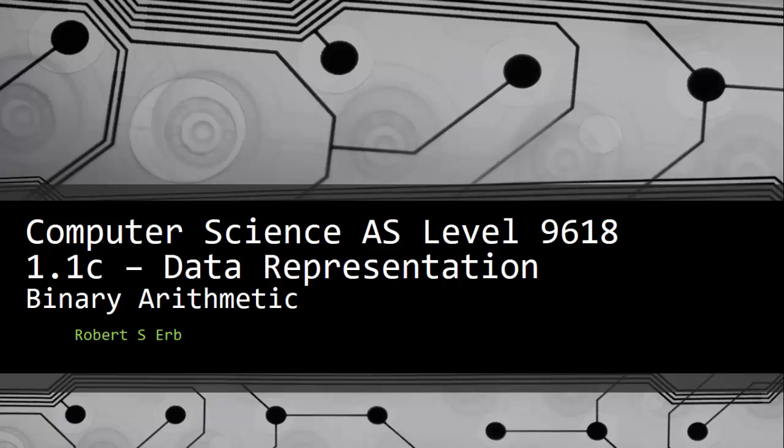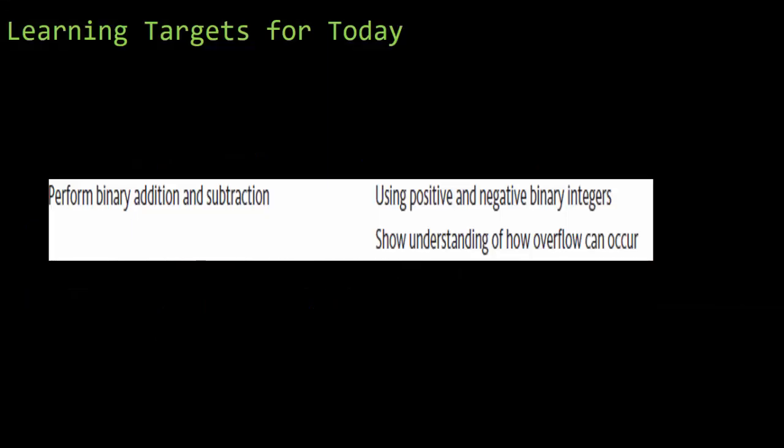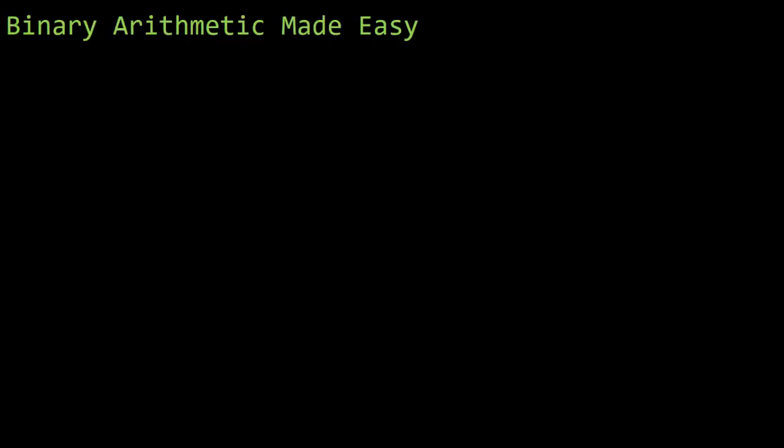All right, we're past the halfway point for section 1, data representation. In this video, we're going to be focusing on binary arithmetic. So here's our learning target. Cambridge wants you to be able to perform binary addition and subtraction using positive and negative binary integers and show an understanding of how overflow can occur.